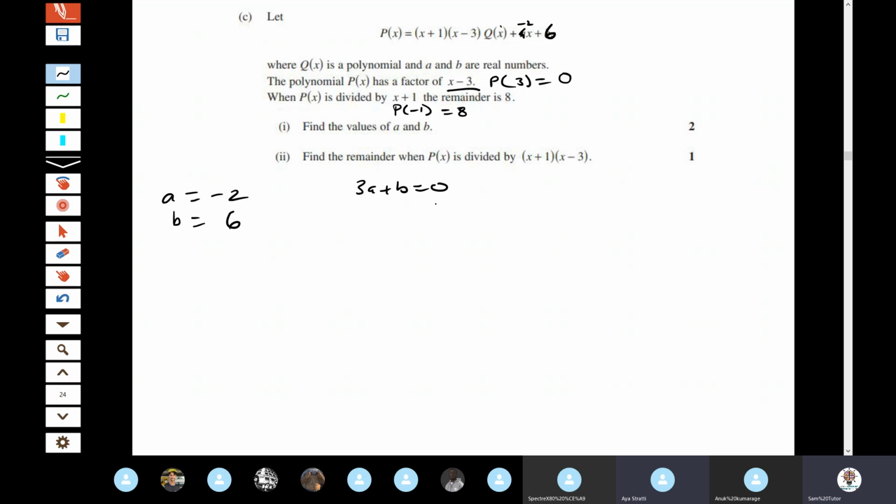Can we go through it? Because 3a plus b equals 0 and negative a plus b equals 8. And then when you minus these, that becomes 4a equals negative 8. Oh, okay. You did the same mistake, both of you. That's funny. All right, and then sub it in. Oh, sorry, not sub it in. Sub it into this, and then you should get b equals 6.